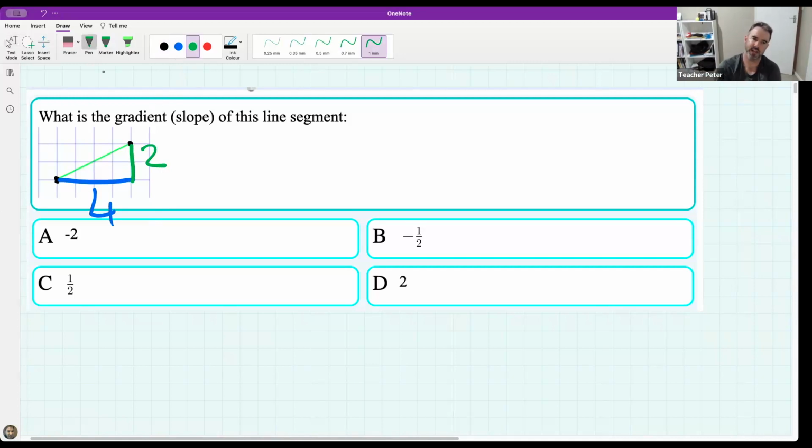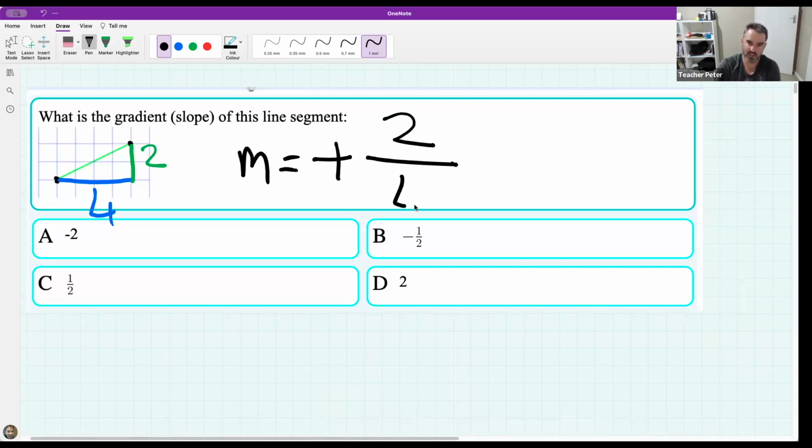It looks to me like it should be a positive gradient because it's going up and to the right. So if I go to the right, it's an increasing straight line. So it's positive. And on the top is the change in y, so the change in y is 2, but the change in x is 4. So 2 over 4, or I could say a half. I think the gradient here is a half. Is there an option for a half? Yes, it is C.